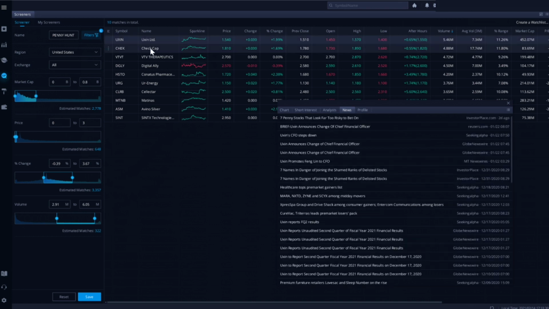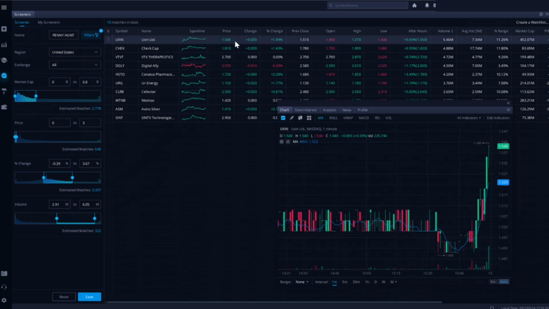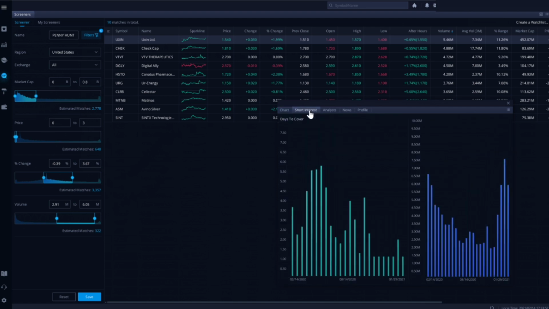Let's check on some of these. Unix. This is $1.50 price change. Oh, no, excuse me. $1.50 was the price. 30 cents is the change. That's still a pretty good swing for a stock this small. And now we can come over here and check some information on that. The short interest is pretty high and going up.